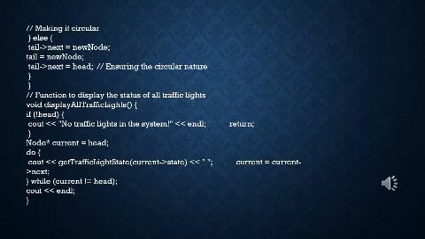Function to display the status of all traffic lights in the system. If the list is empty, print a message indicating no traffic lights are present. Exit the function early since there are no traffic lights. Declare a pointer current and initialize it to point to the head node. Start a do-while loop to traverse the circular linked list. Print the state of the current traffic light. Move to the next node in the list. Continue the loop until we return to the head node. Print a new line after displaying all traffic lights.